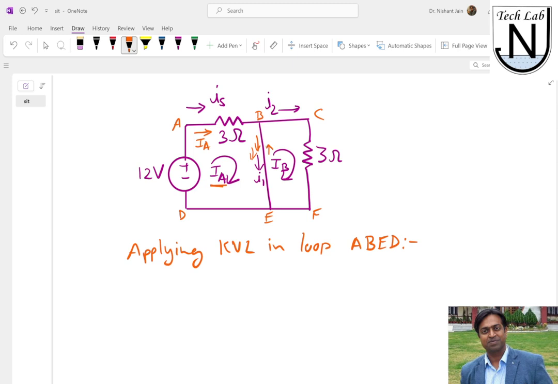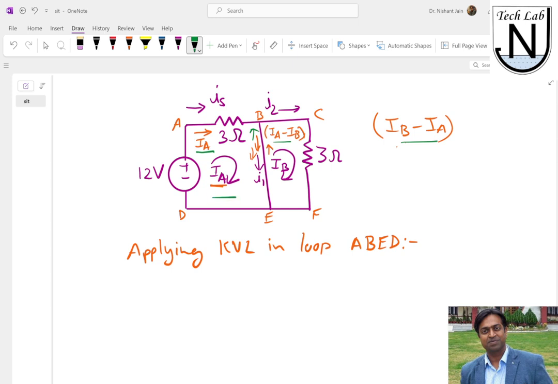It means the current through BE is IA minus IB, right? I can also write the current as IB minus IA, but if I take it this way, then the direction of the current is going to change. In that case the current will be in the upward direction. So it depends whether to write IA minus IB or IB minus IA. Okay, so now as we know the currents, considering the current IA, we apply the KVL in this loop.